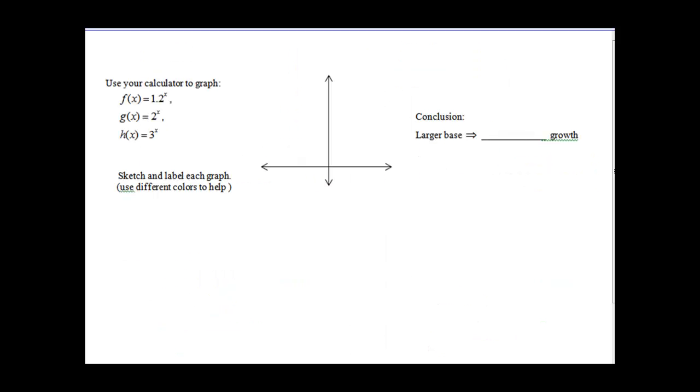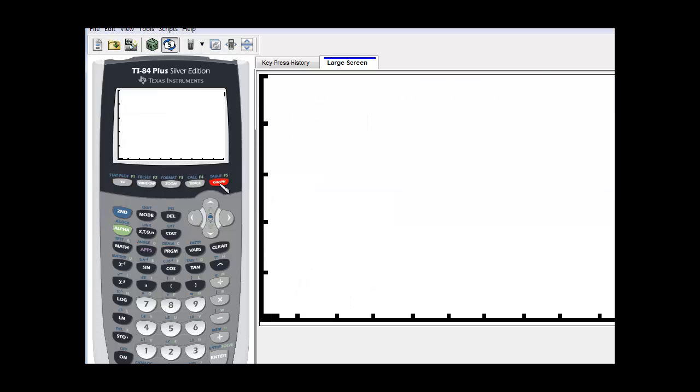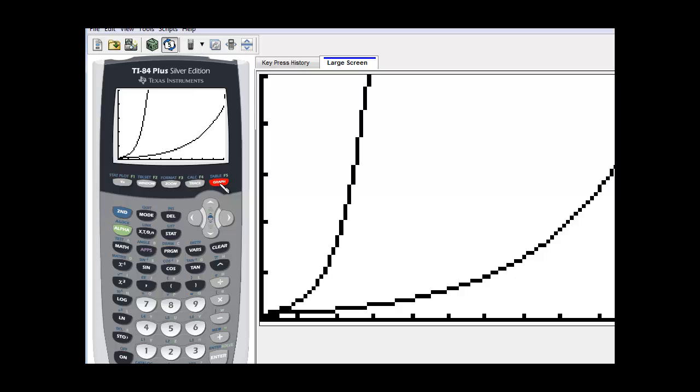Now we need to use our calculator. If we use our calculator to plug in the 3 functions, f of x, g of x, and h of x, with the y equals, there are our 3 functions. The first one that gets graphed is 1.2 to the x. The next one that gets graphed is 2 to the x. And then the last one that gets graphed is 3 to the x. There's our first one, that is our f of x. Now the next one that graphed is our g of x, and the next one that's graphed is our h of x.